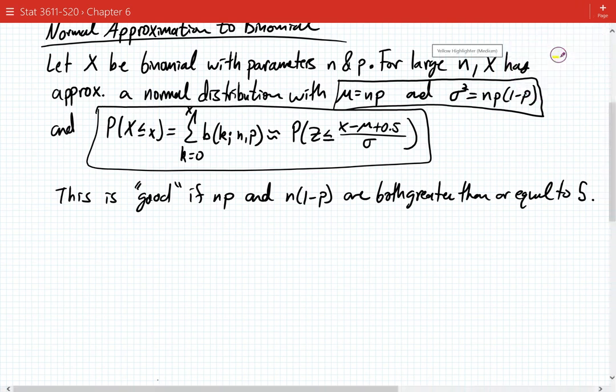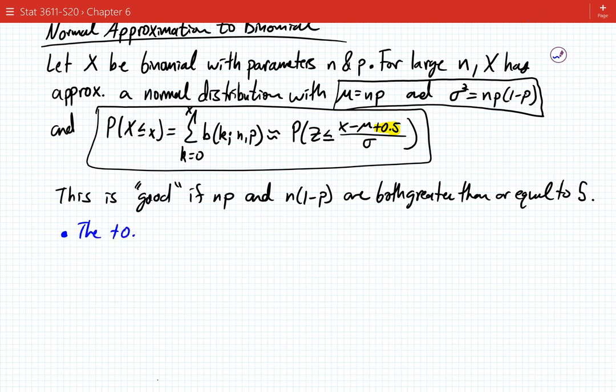About this extra plus 0.5 now in this conversion here, this is a continuity correction. The plus 0.5 is the continuity correction, because what you're doing, remember, is you are actually using a continuous distribution to approximate a discrete distribution. Continuity correction.